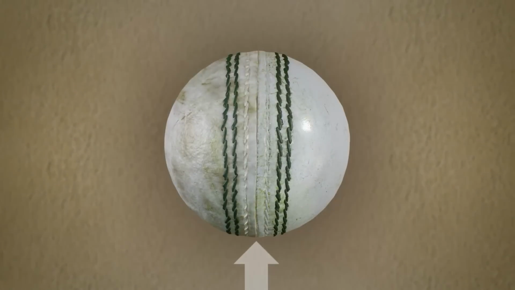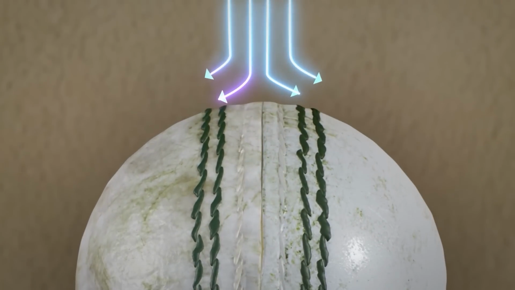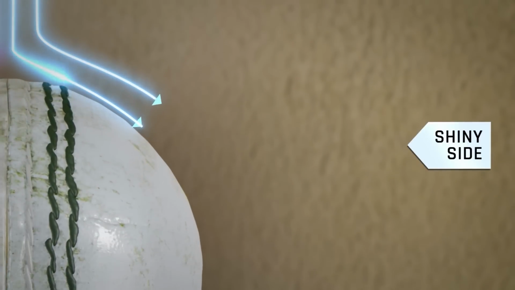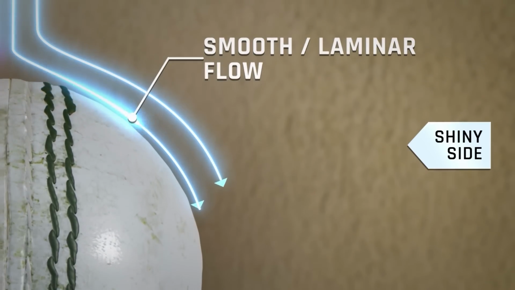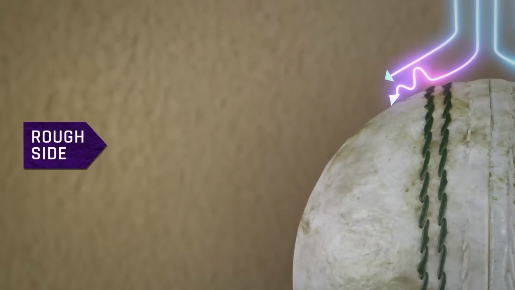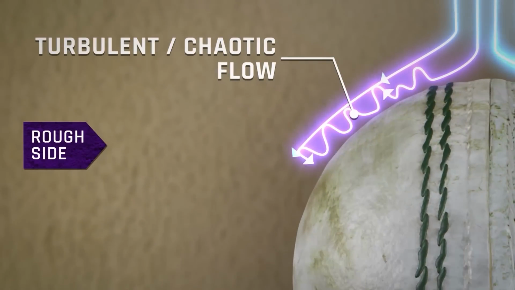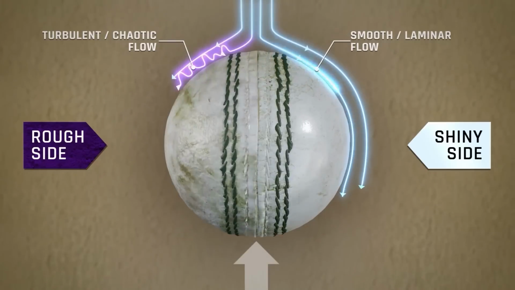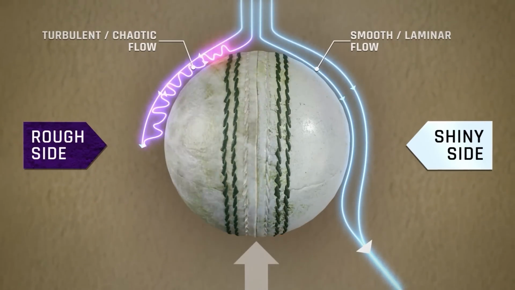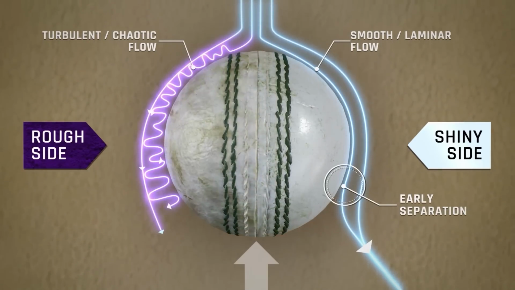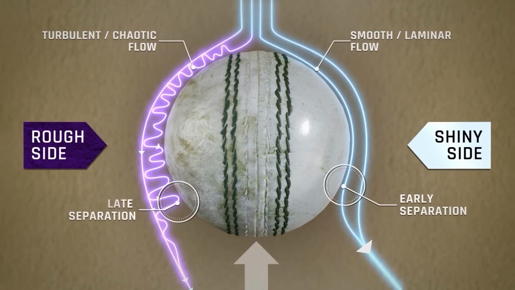As the ball cuts through the air, it bifurcates the air at the seam. On the shiny side, the air flows smoothly, a laminar flow. And on the rough side, the air flows chaotically, a turbulent flow. The air glides along the shiny side and leaves the shiny surface earlier than the air on the rough surface.